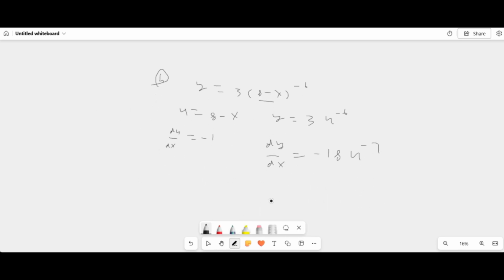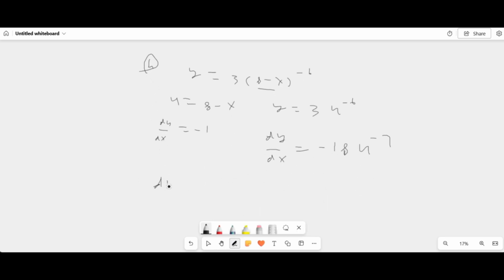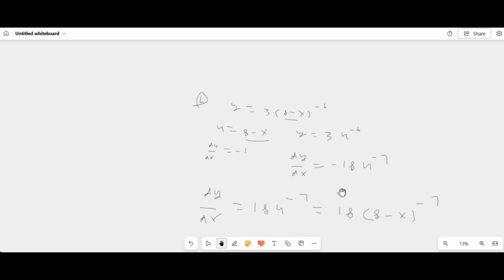And so dy over dx here is going to be these two multiplied together, which is going to be minus 18 times minus 1, that's 18, and then u to the power of minus 7. And u is obviously 8 minus x. So that's 18 times (8 minus x) to the power of minus 7.